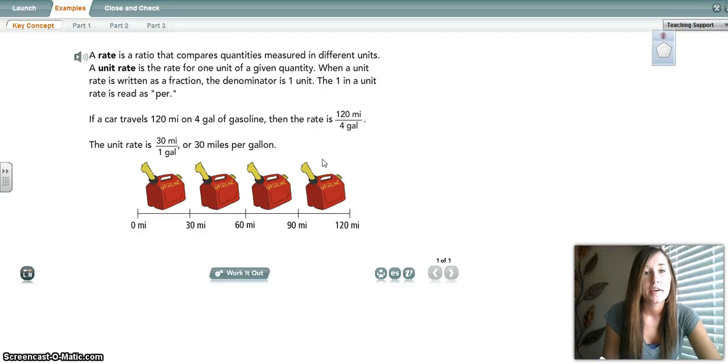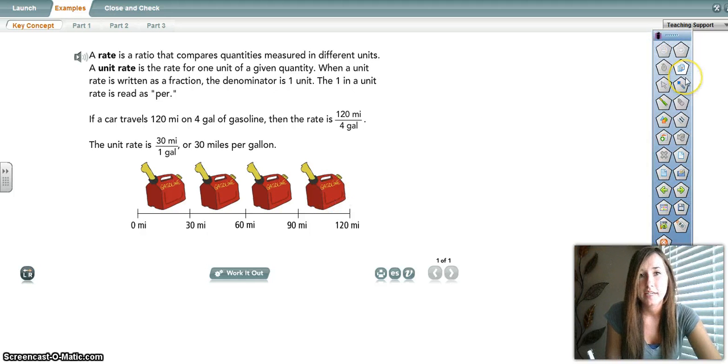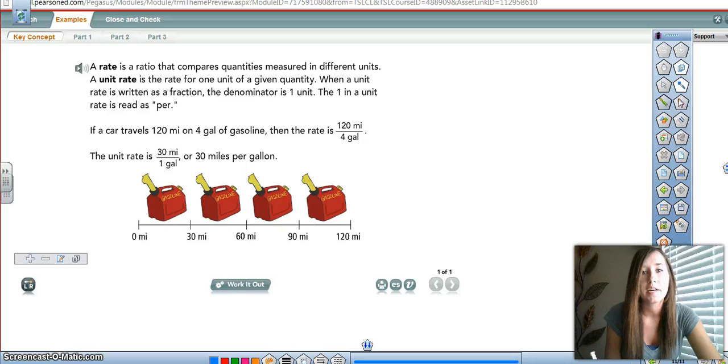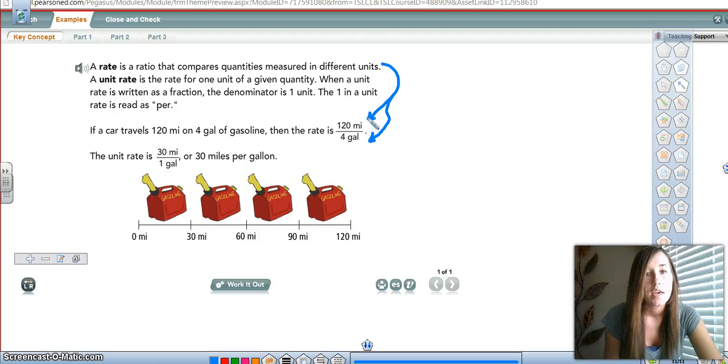Now we will cover lesson 1-2 about unit rates. A rate is a ratio that compares quantities measured in different units. For example, whenever we measure this rate, how many miles a car is driving on so many gallons, two different units. A unit rate is the rate for one unit of a given quantity. When a unit rate is written as a fraction, the denominator is 1 unit. The 1 in a unit rate is read as per.